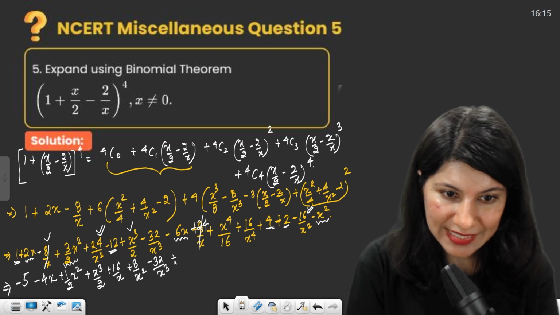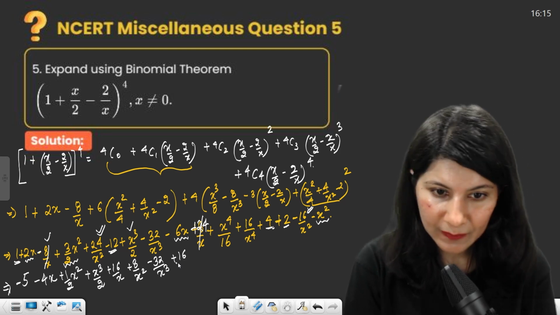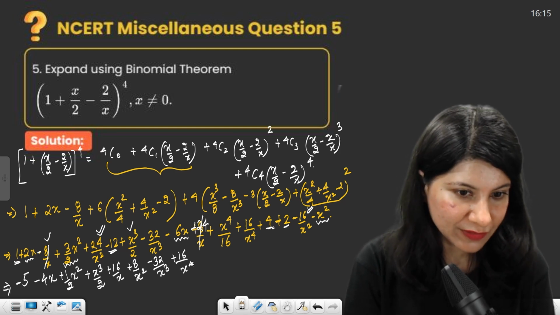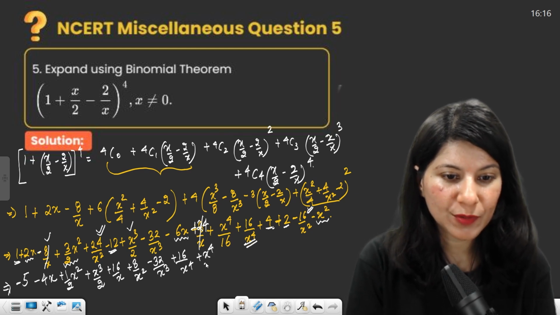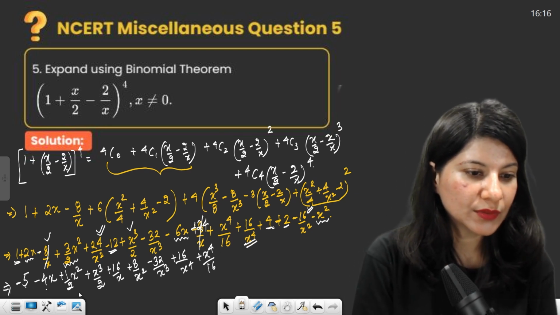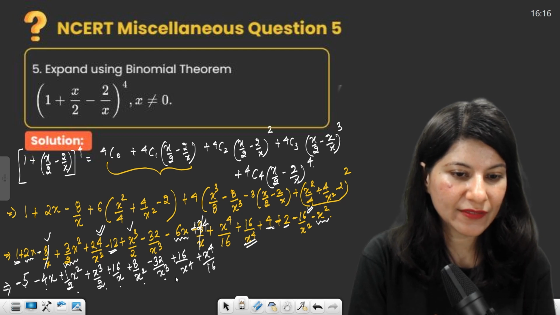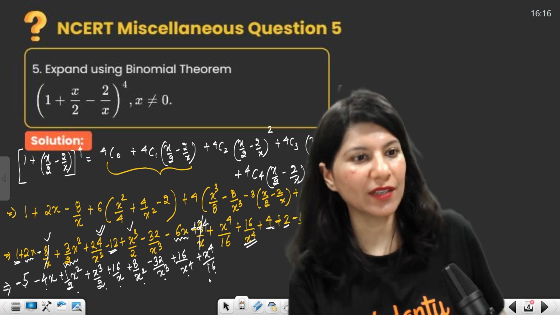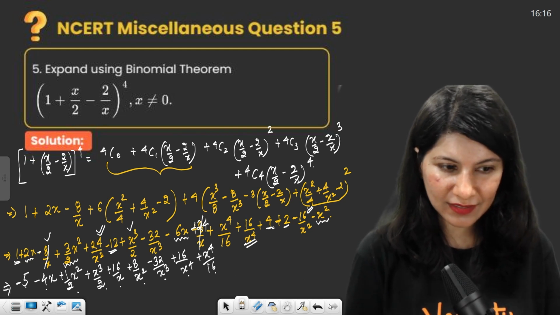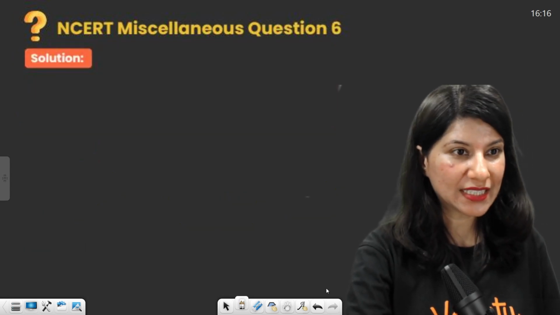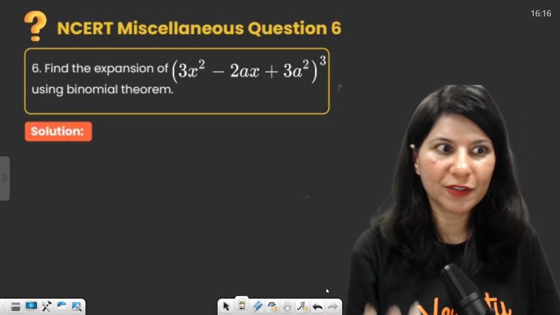Yes, plus 16 by x raised to power 4. And last, x raised to power 4 by 16. 1, 2, 3, 4, 5, 6, 7, 8, 9 terms are there. Okay. So this was a little bit like that type of a sum which might require a lot of attention.